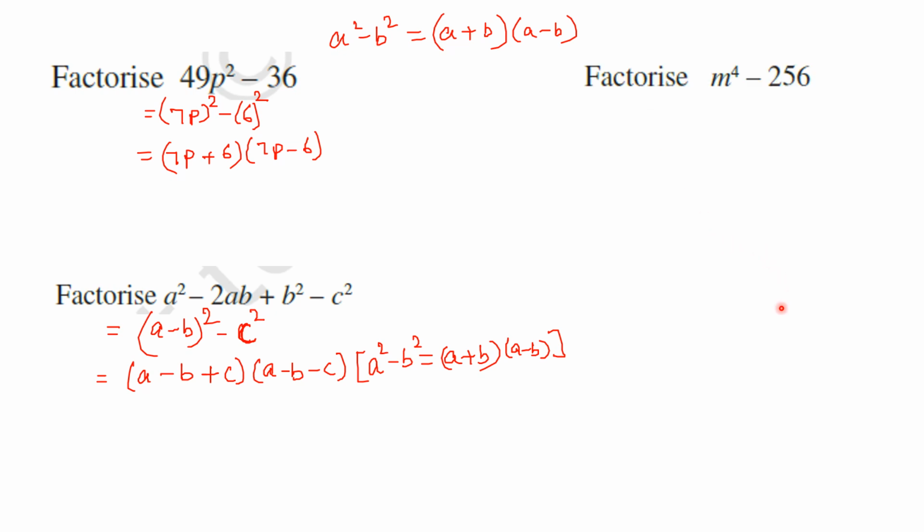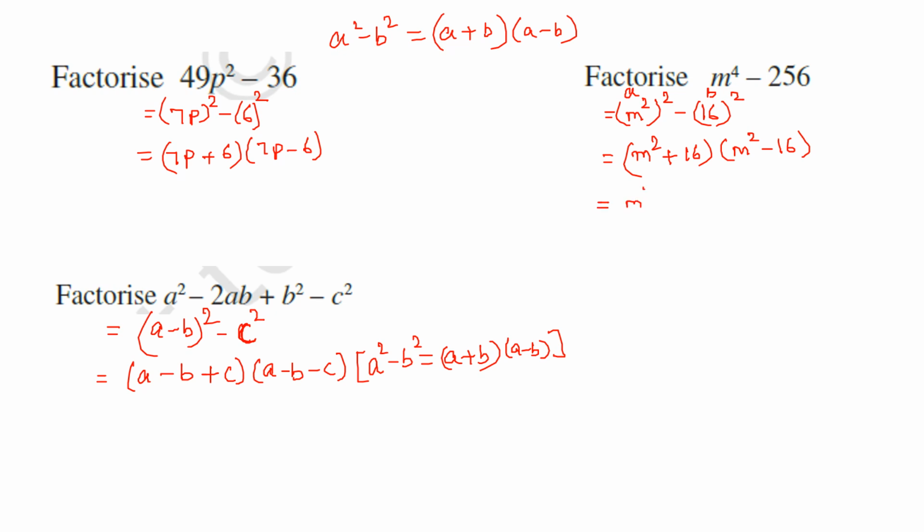Now moving to the next question. Factorize m to the power 4 minus 256. 256, I know, is the square of 16. M to the power 4 I can write as (m square) whole square. So I can write this as (m square) whole square minus 16 square. So now you can see your a is m square and b is 16. So again you have to use a square minus b square. So it will become (m square plus 16), a plus b, and then a minus b, (m square minus 16). Please mention the identity which you have used.